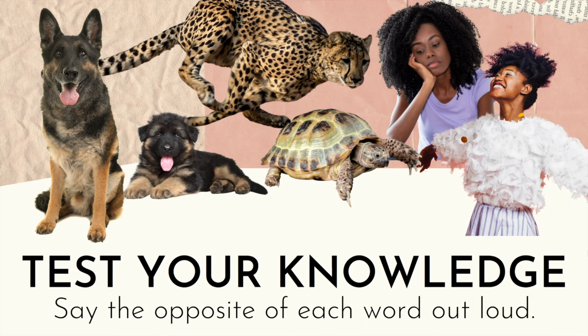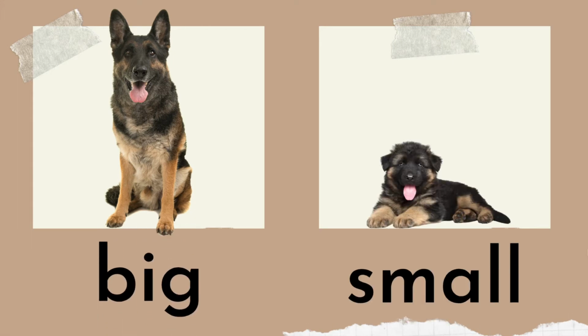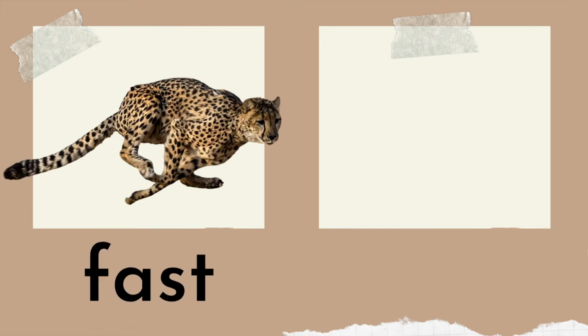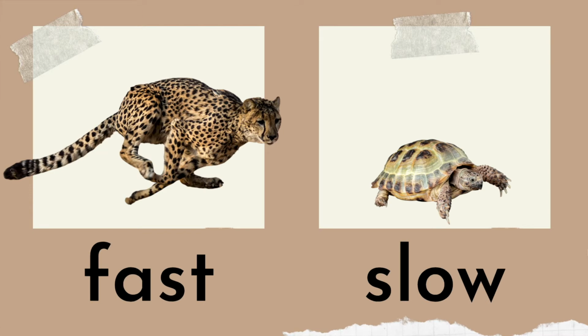Now it's time to test your knowledge. Say the opposite of each word out loud. What is the opposite of big? The opposite of big is small. What is the opposite of fast? The opposite of fast is slow.